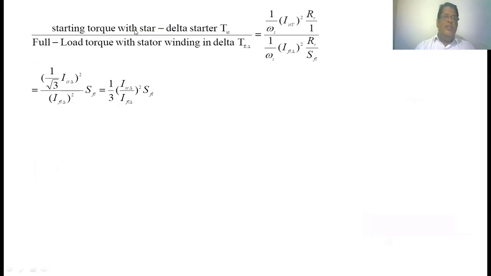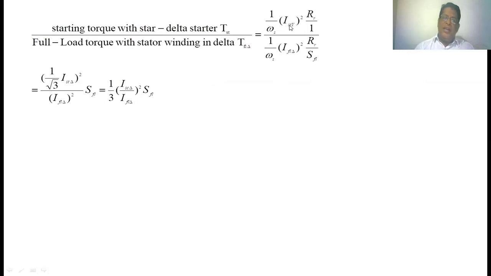The starting torque with a star delta starter to the full load torque with the stator winding in delta is 1 by omega S into I_ST_Y whole square into RR by 1. This is the full load torque. In the same expression, you take the slip value as SFL. In the same manner, the current you take as the full load current, 1 by omega S into I_FL_delta whole square into RR by SFL. Now take the ratio between these two expressions.